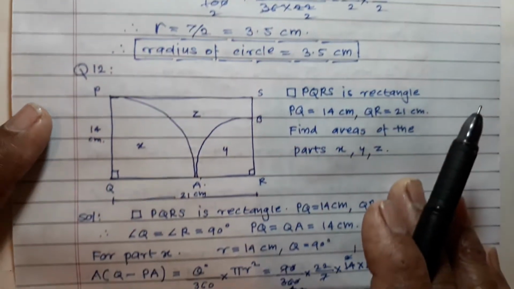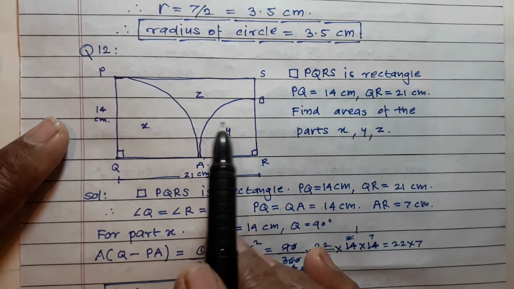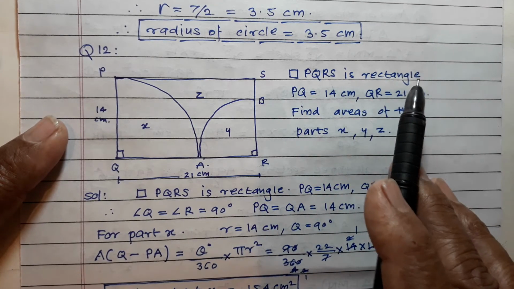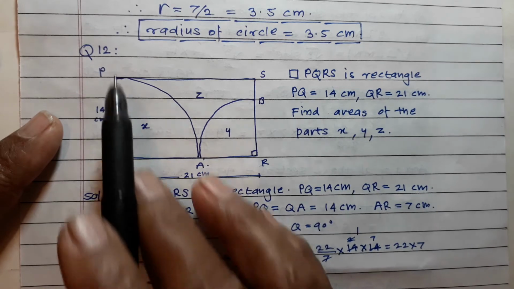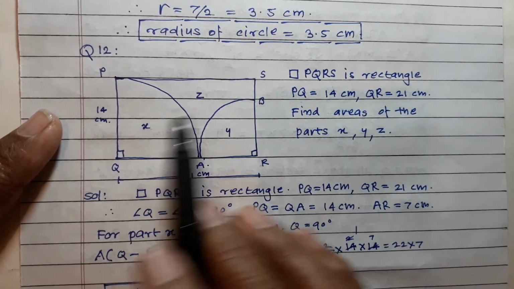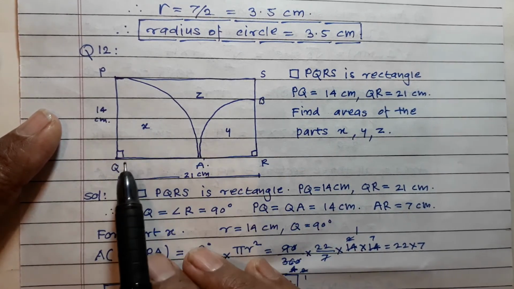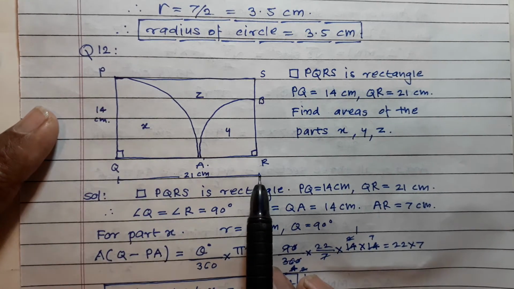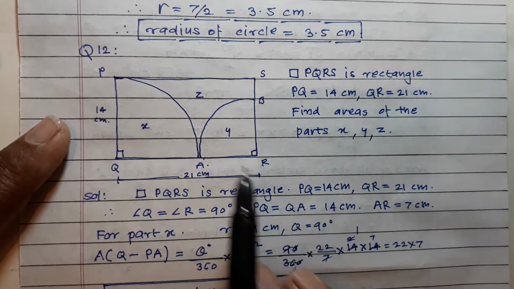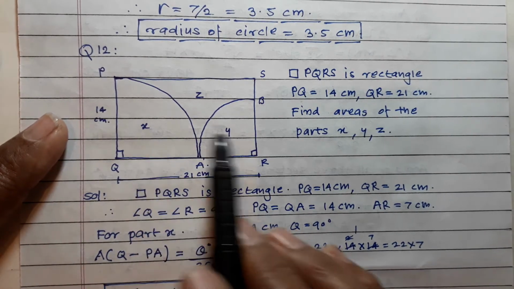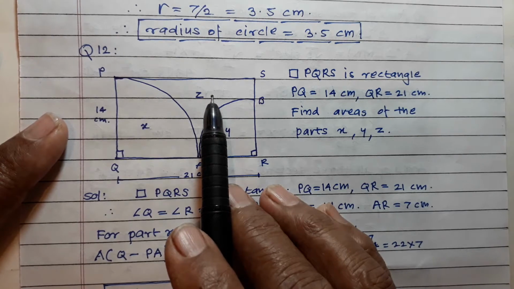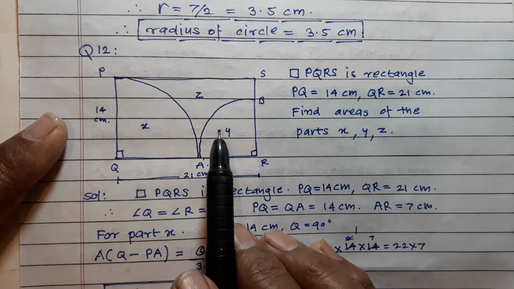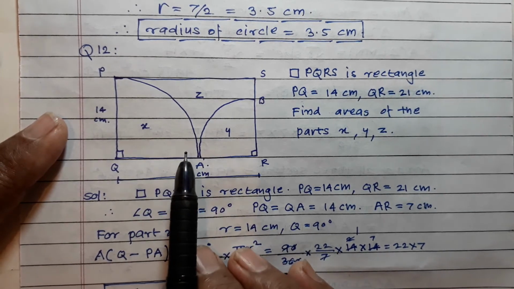Okay, question number 12. Quadrilateral PQRS is a rectangle. So this is a quadrilateral PQRS which is a rectangle. This side is equal to 14 centimeter given and this is equal to 21 centimeter given, and there are parts X, Y and Z. So find the area of each part. Okay, now first you try to understand.